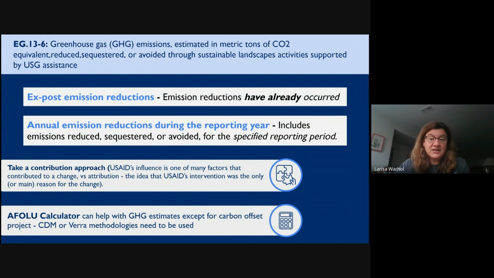Again, we're encouraging people to take a contribution approach. And as I talked about in the FAQs, we have the AFLU calculator, but there are also a lot of other tools out there, and Patrick will talk about this further as well. But in terms of reporting from carbon offsets projects, you need to be using the specific methodologies that most of their standards have. So the AFLU calculator can help you with USAID reporting, but not necessarily carbon market reporting, but we'll get into detail a little bit.